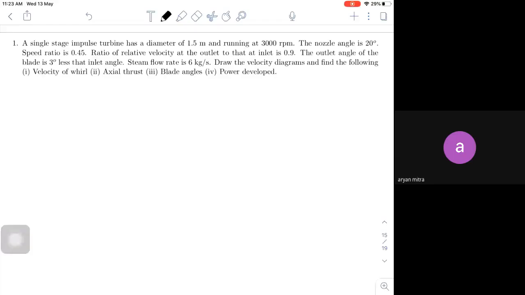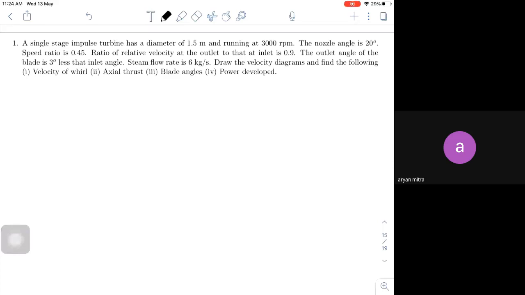Okay, fine. You can see the screen. So I have tested the numerical one. One minute, it will come. Okay. This is the numerical statement.